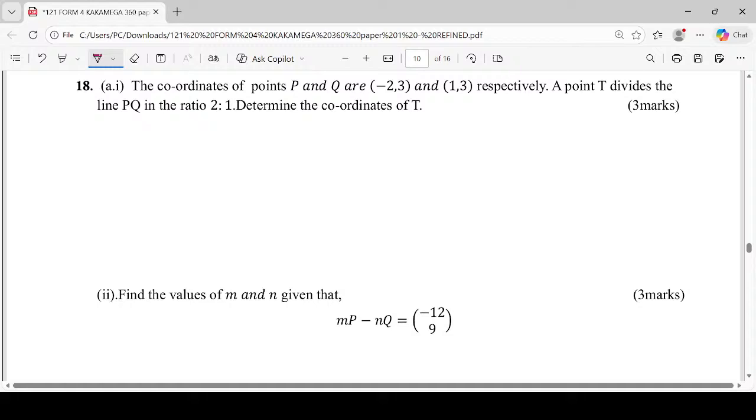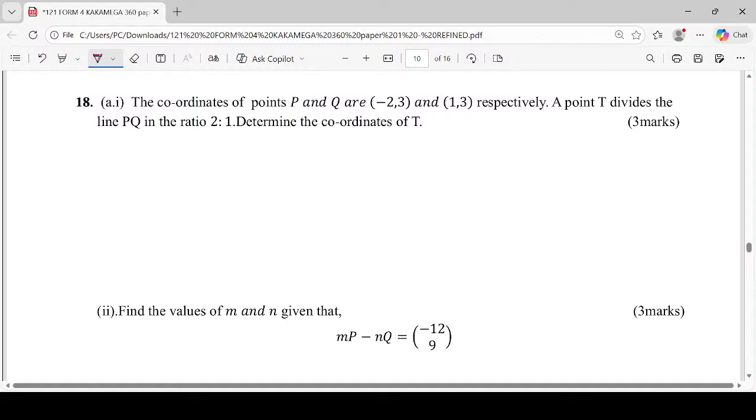Let's have a look at question number 18.